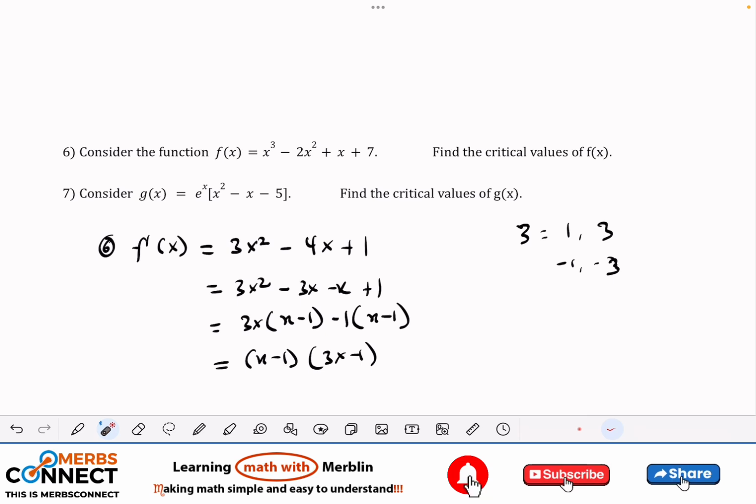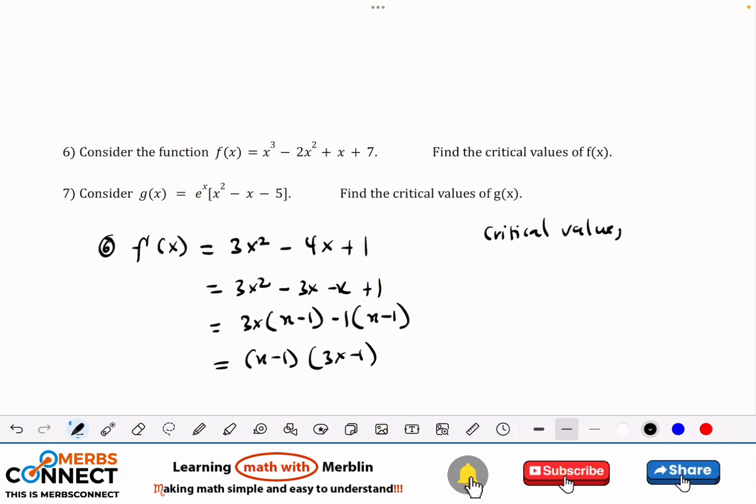So we can see that now when x is 1, this one will go to 0. And when x is 1 over 3, this one will go to 0. So for critical values, after you've done the differentiation and you've done your factorization, f prime of x should be equal to 0, right? So it means that this is the f prime of x, which is equal to this. So it implies that x minus 1, 3x minus 1 should be equal to 0.